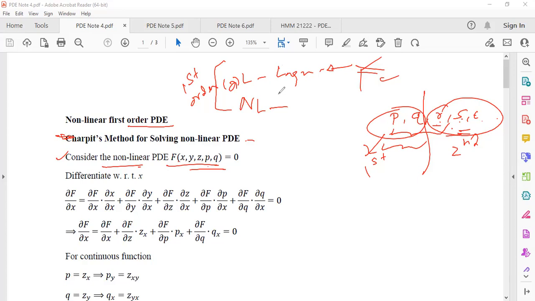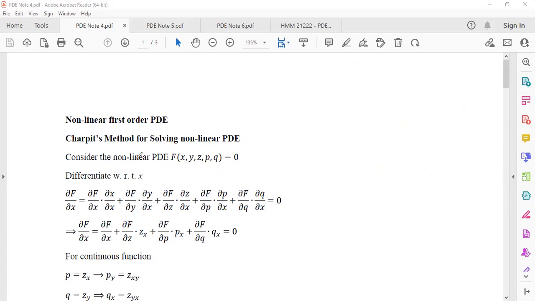Let's first of all derive the things. Likewise, in our auxiliary equation also, we proved how it came about, no? So let's do that here also. Now put the heading: Charpit's method for solving nonlinear PDE. Charpit is one person's name. So let's first derive it, then we can use it in our solutions.